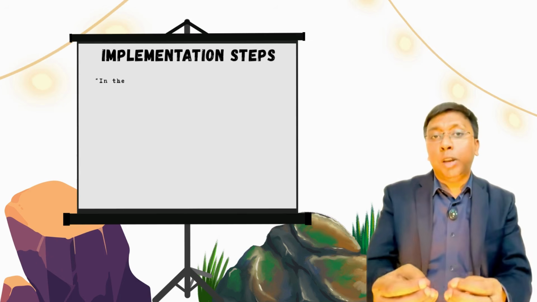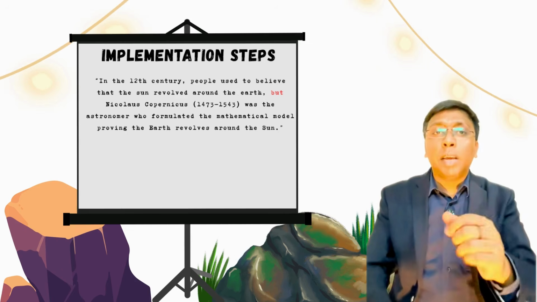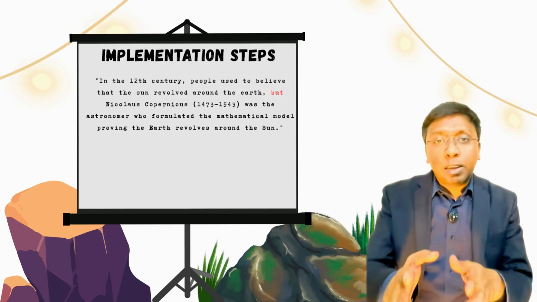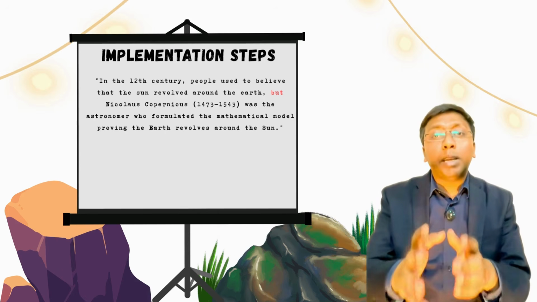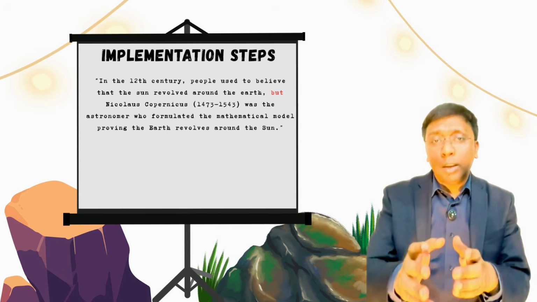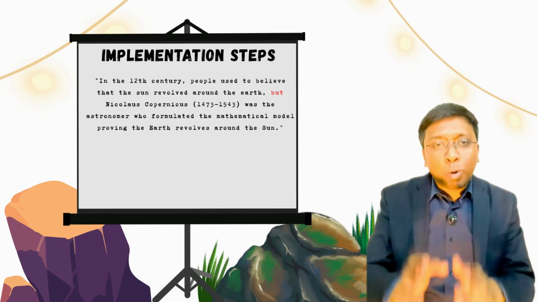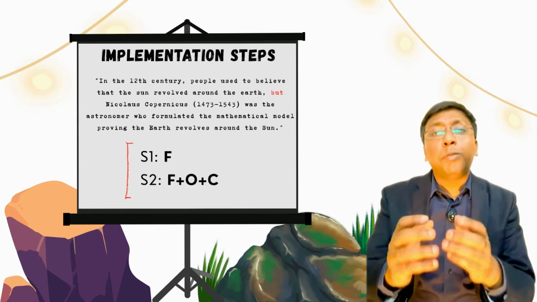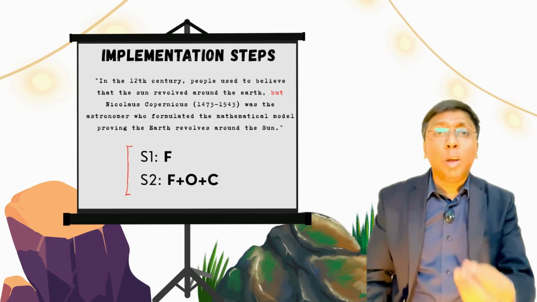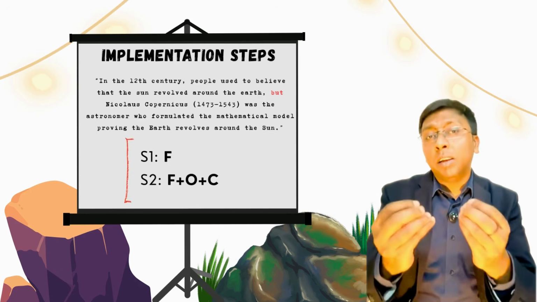In the 12th century, people used to believe that the sun revolved around the earth, but Nicholas in 1473 was the astronomer who formulated the mathematical model proving the earth revolves around the sun. Okay, so statement 1 is just a fact, while statement 2 is another fact and acts as the author's opinion because of its contradicting nature.